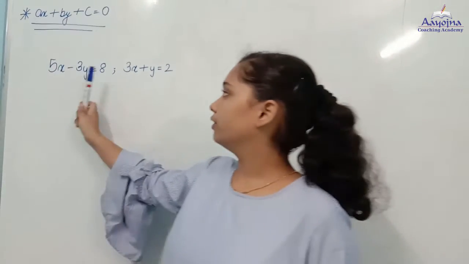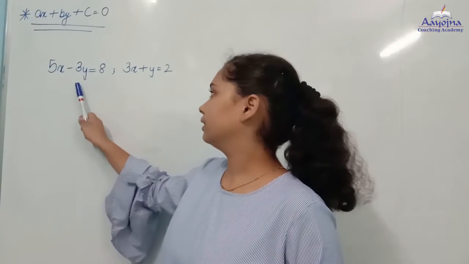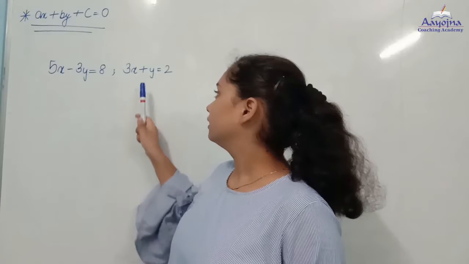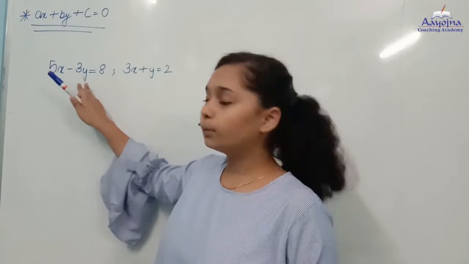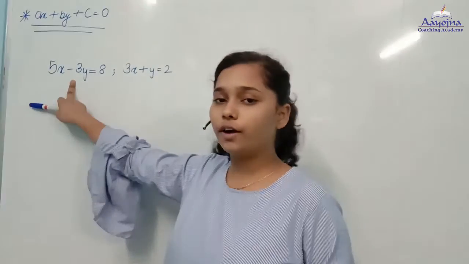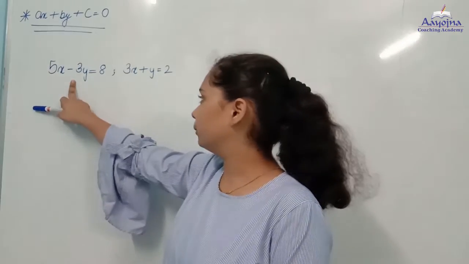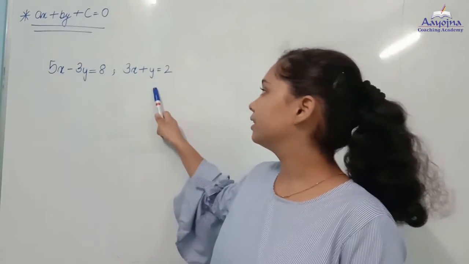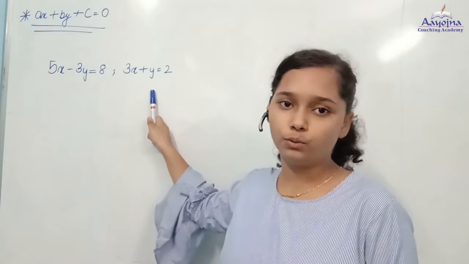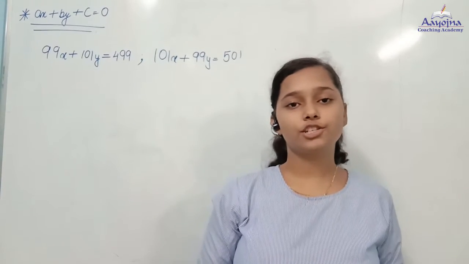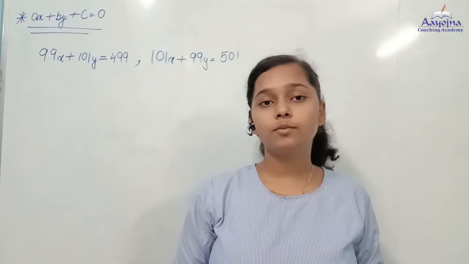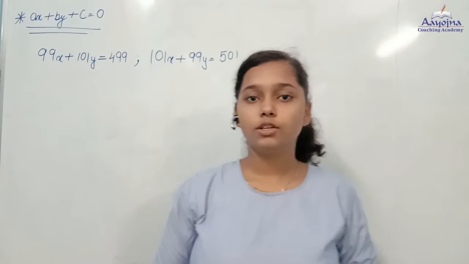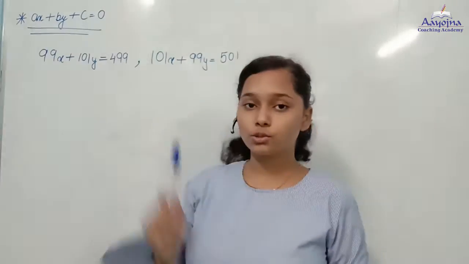Now here I have written the equations 5x minus 3y is equal to 8, 3x plus y is equal to 2. So here there are two equations. The first equation is 5x minus 3y is equal to 8 and the second is 3x plus y is equal to 2. As all the questions are excluded from the chapter, we will begin with the sums that are still there in the chapter. So that is the last two sums.